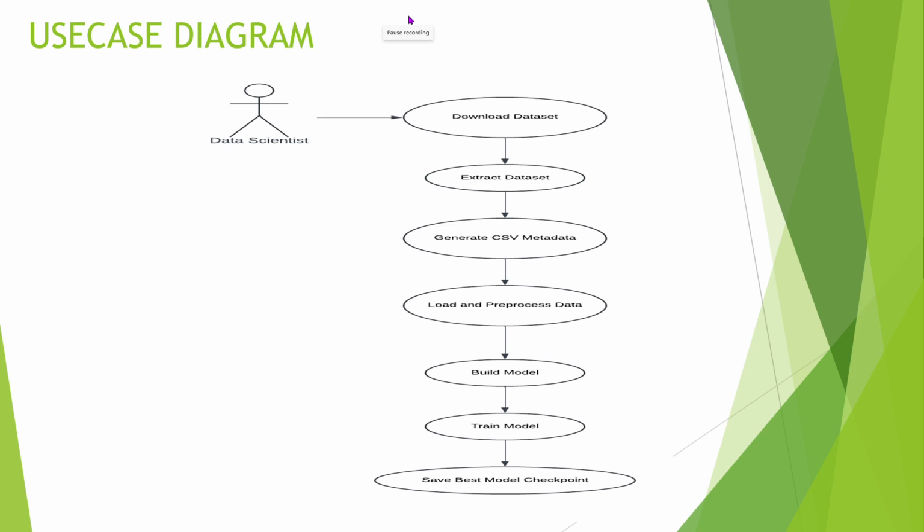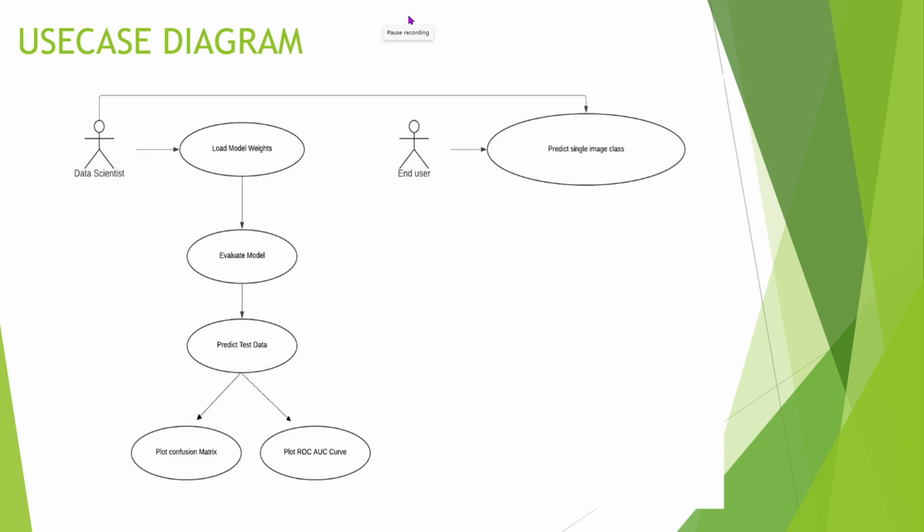In this process, pre-processing steps are involved, where we prepare and clean the data for analysis. The data scientist builds a model using pre-processed data, which involves selecting an appropriate algorithm and setting up an initial model. The built model is trained on the dataset. The best performing version of the model during training is saved as a checkpoint. The second use case diagram illustrates the interaction between a data scientist and an end user with a machine learning model.